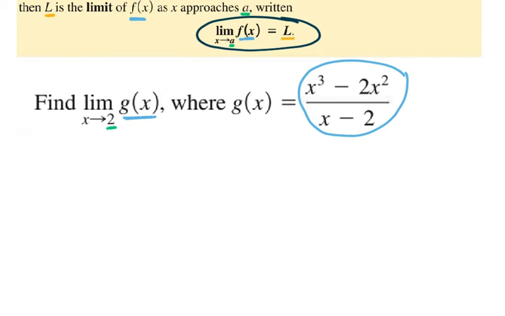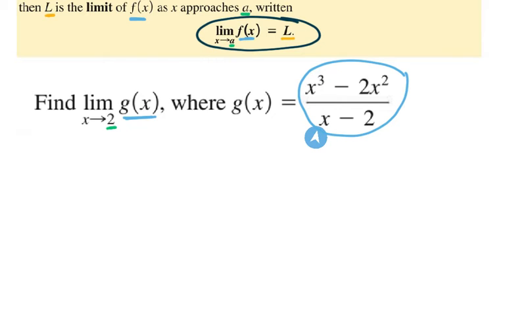As we mentioned in the last example, we can always try to plug that 2 value into the function to see what our output is. But of course, you can see if I take 2 and plug that into the denominator, I'm going to get an undefined value. So the function's not defined there. I can't just evaluate it. So how am I going to find the limit? Well, we have some different strategies.